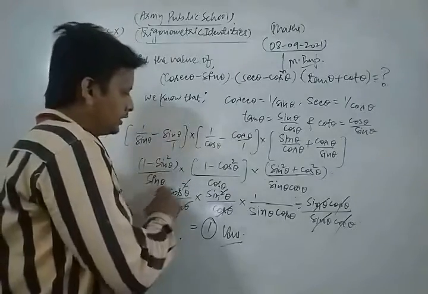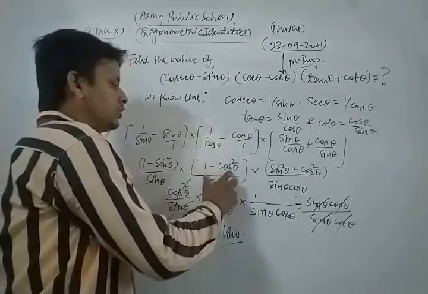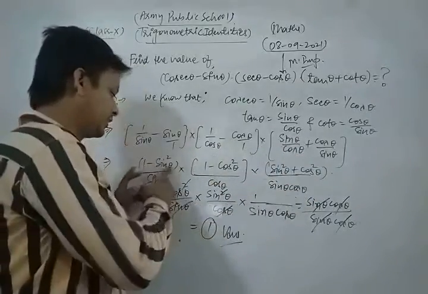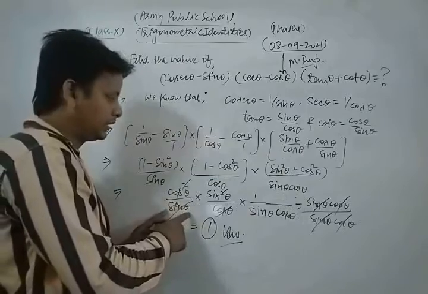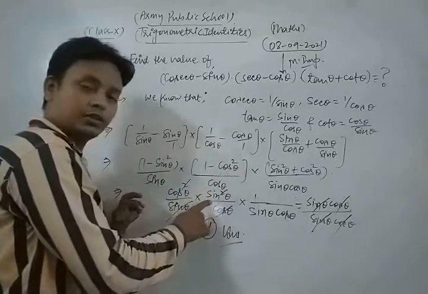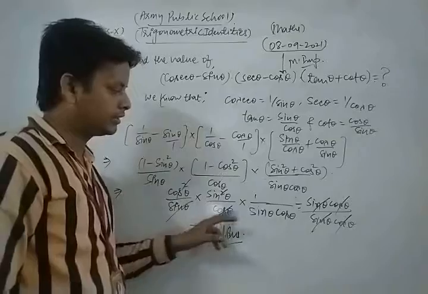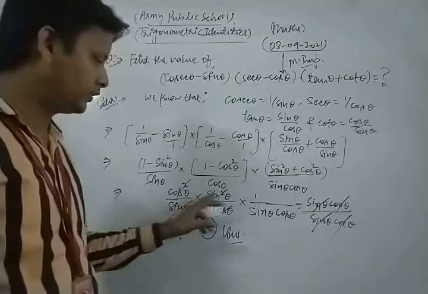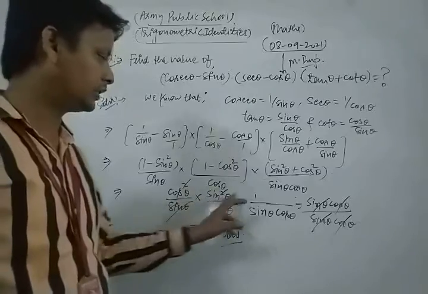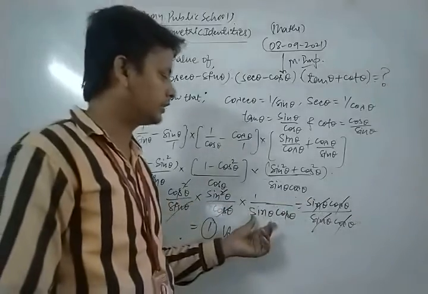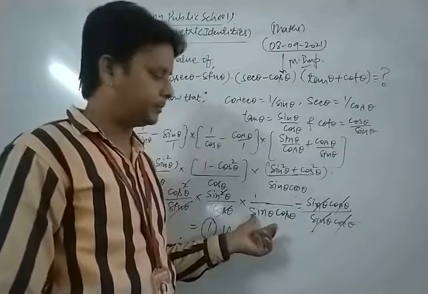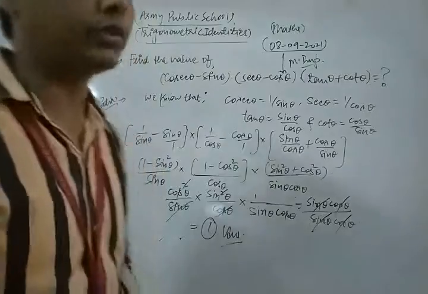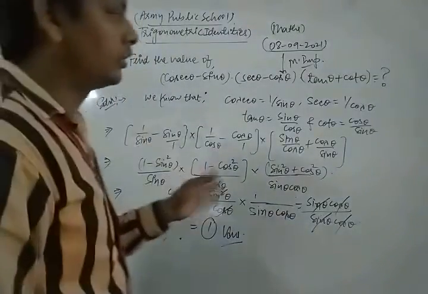After putting these values in the expression, we simplify them. 1 minus sin square theta upon sin theta, now taking LCM, 1 minus cos square upon cos theta, and sin square plus cos square upon sin into cos. Now 1 minus sin square is cos square theta upon sin theta, right identity, and 1 minus cos square is sin square theta. Now one cos cancels here, one sin cancels here, so we get sin cos theta upon sin theta, and in the denominator also sin theta into cos theta. After simplifying them, we get the value 1. So in this way you can solve this type of question.